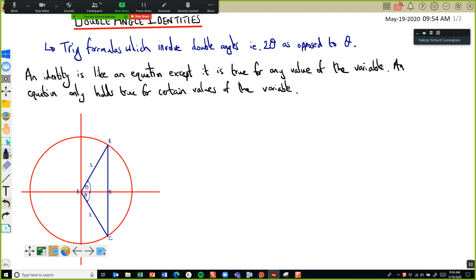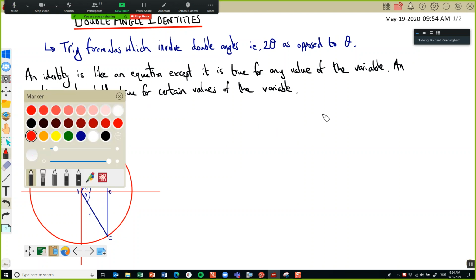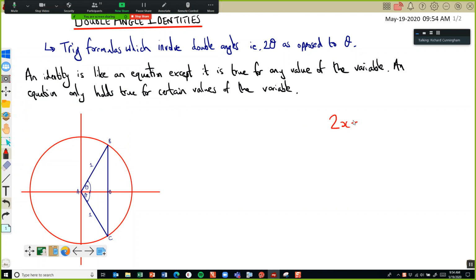So just to clarify what I mean, this is an equation. You can all see that okay? What I've just written. This equation is true for only one particular value, which is x equals 2. So that is an equation. It's only true for this value.